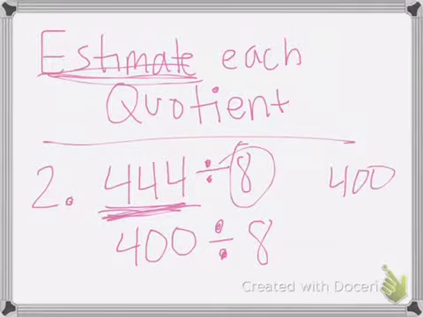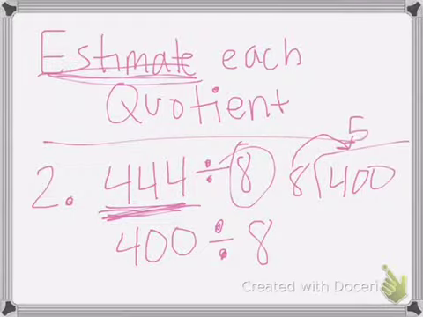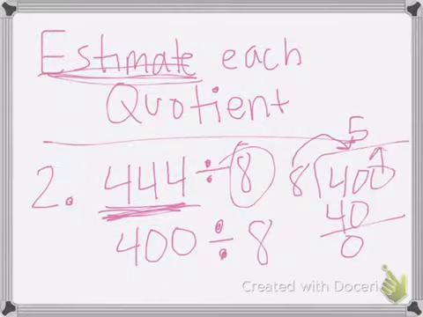Well, when you do 400 divided by 8, you know 8 goes into 40 5 times. 5 times 8 is 40. Add that 0 up top, you get 50. So your answer would be 50.